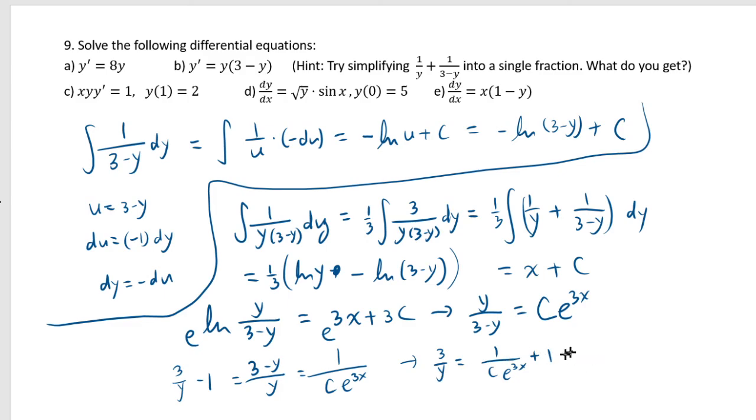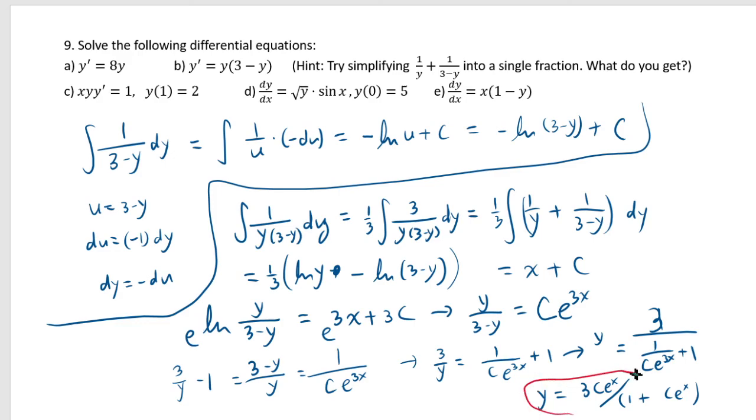Oh, that's quite frightening, but if you flip both sides and multiply by 3, you end up with y, well, if you just flip, then it's 1 over c e to the 3x plus 1. And then you multiply by 3, this will be 3. And finally, you can multiply c to the 3x just so that this becomes simpler. And that gives you 3c e to the x divided by 1 plus 3c e to the x. 1 plus c e to the x, not 3c. There shouldn't be a 3 there. Okay, and that's the final answer. So that last bit of algebra was a little tough.